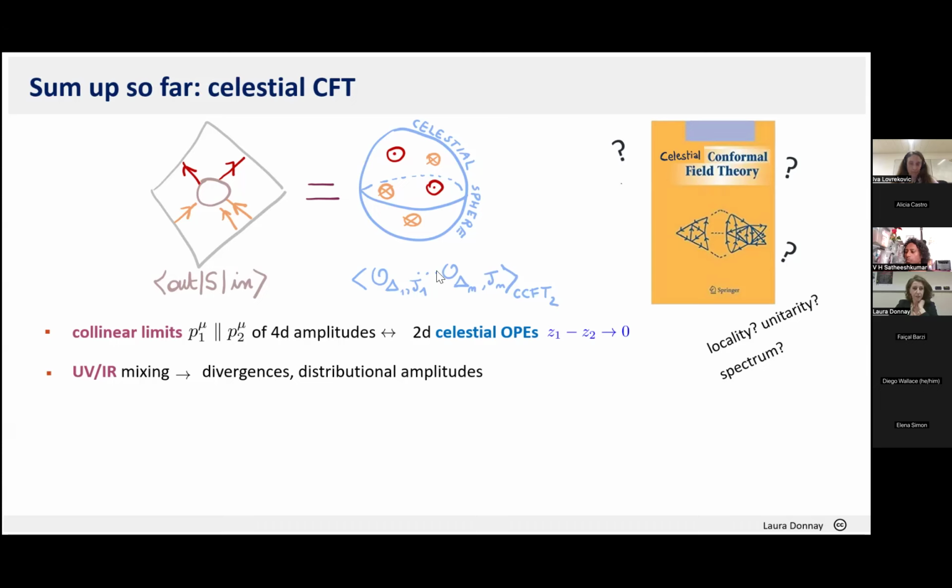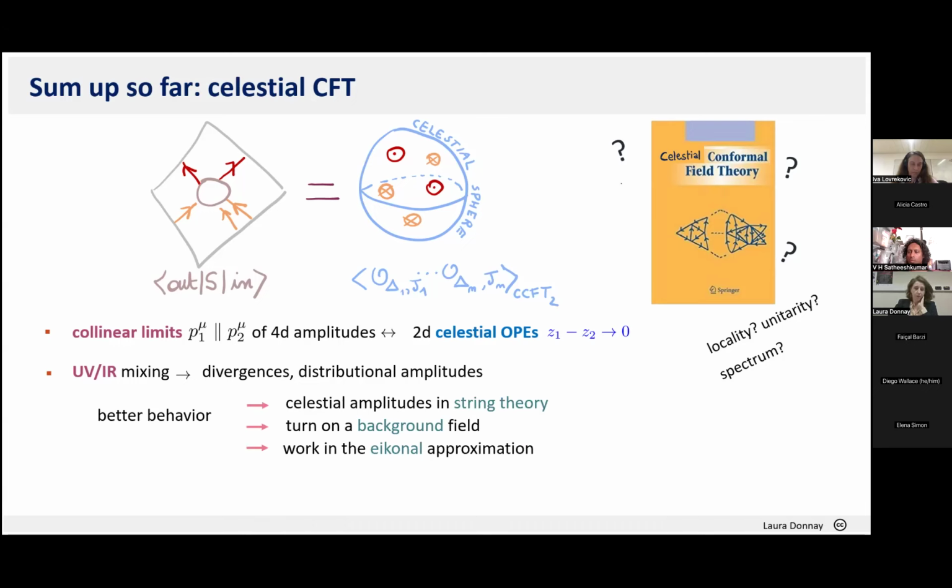We've seen also that intrinsically, because of the Mellin transform, there is a UV-IR mixing. This leads to inherent divergences of celestial amplitudes, or distributional behavior at times, especially for low point amplitudes. However, there is better behavior. You might consider, as I already mentioned, looking at celestial amplitudes in string theory, which are UV well-behaved. There is also some work turning on background fields. I'm not going to talk about that so much.